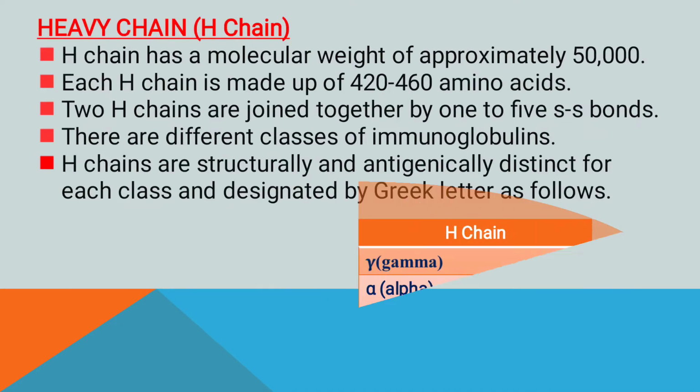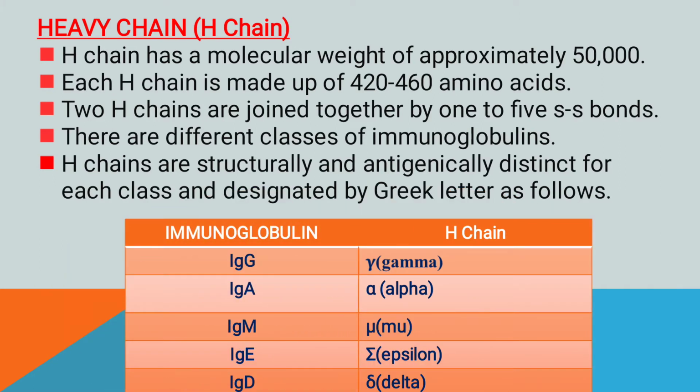Coming to the heavy chain. The H chain has a molecular weight of approximately 50,000 daltons, and each heavy chain is made up of 420 to 460 amino acids, and the two heavy chains are joined together by means of 1 to 5 disulfide bonds. And there are different classes of immunoglobulins.